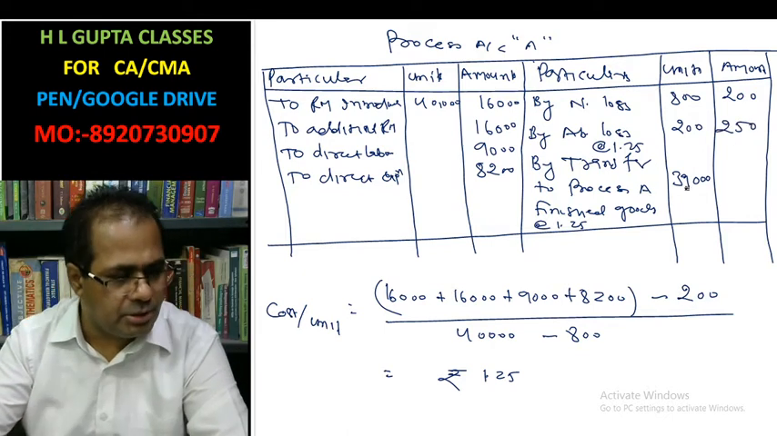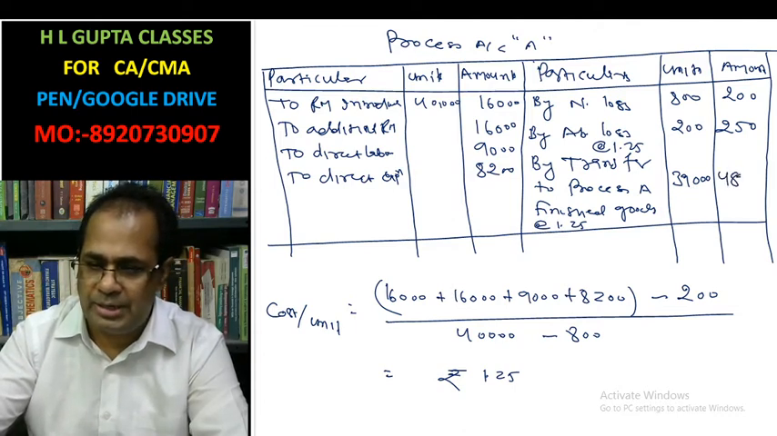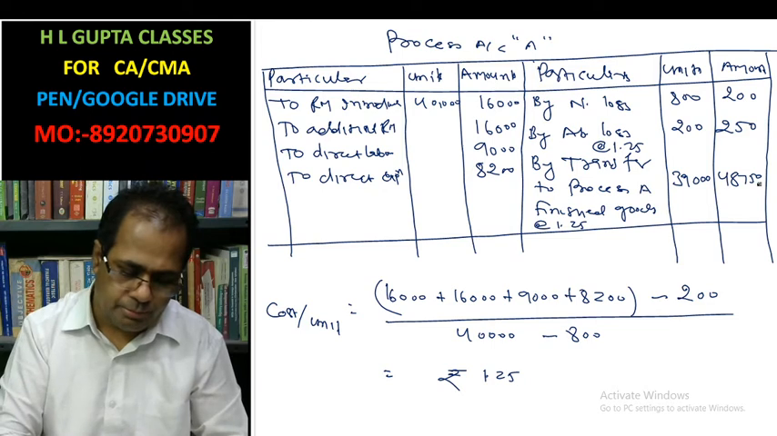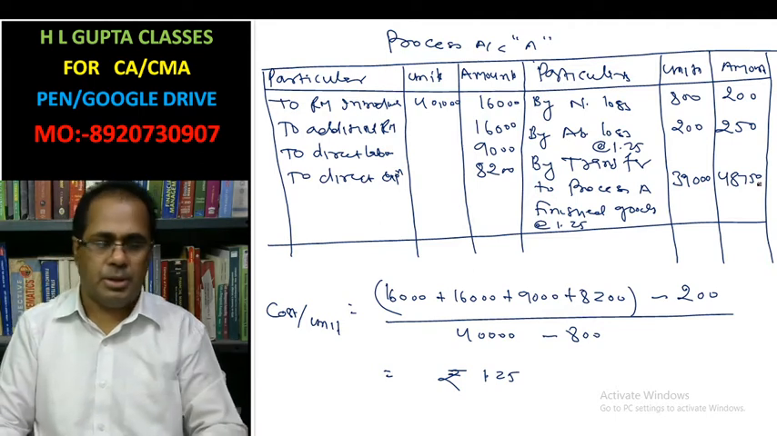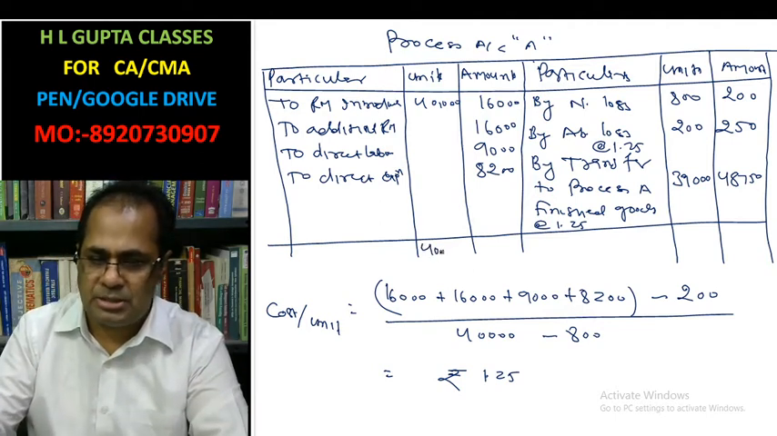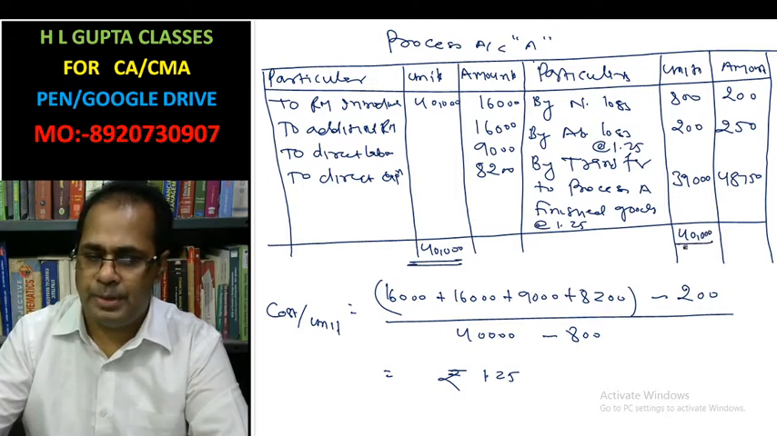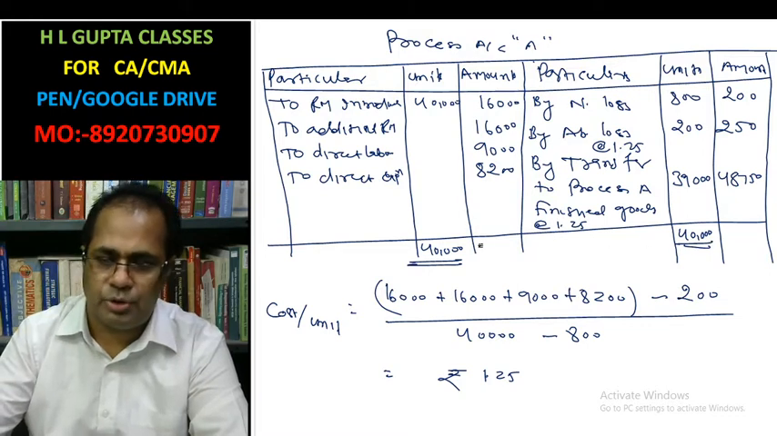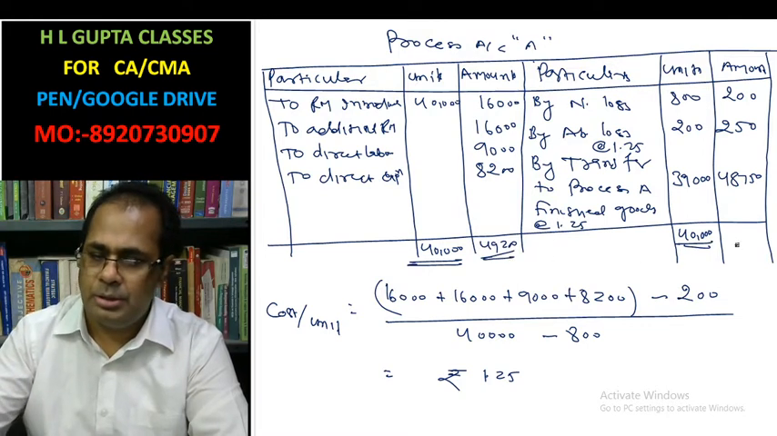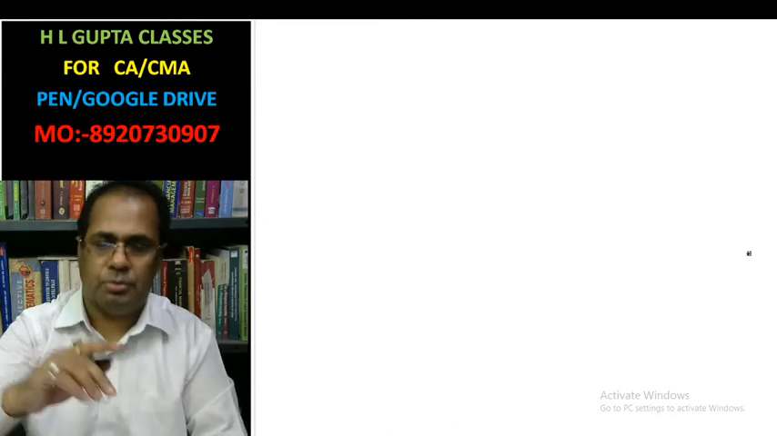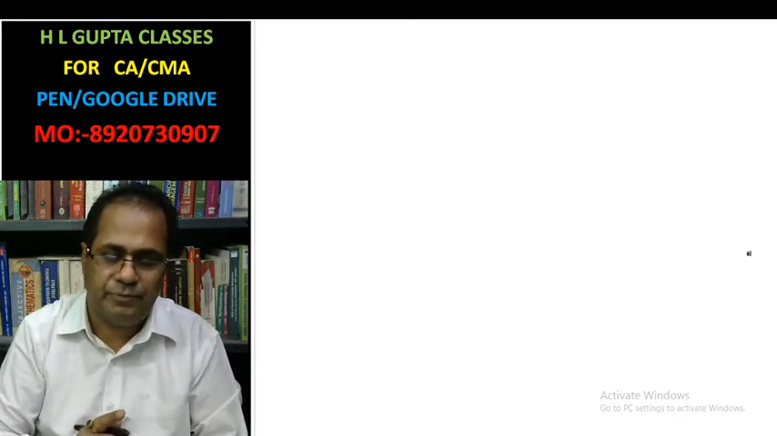Now 39,000 into 1.25, 48,750. The total addition, that is the 40,000 here. It is also 40,000 here, and the cost is 49,200. Okay. Now I'm going to process A, finished accounts.